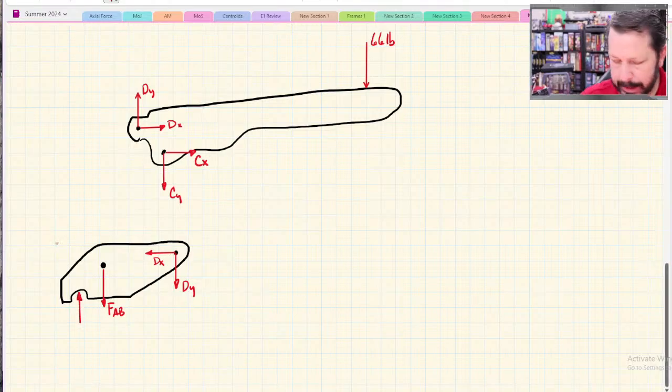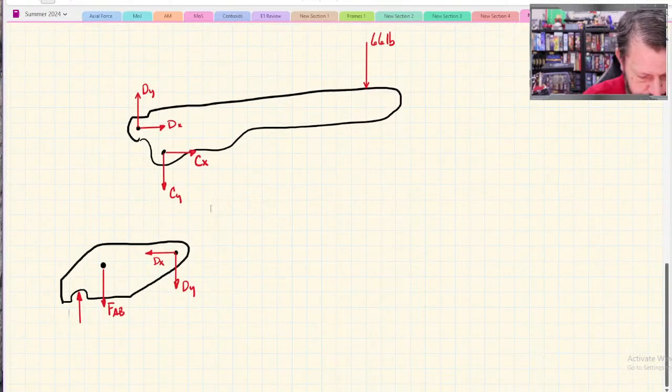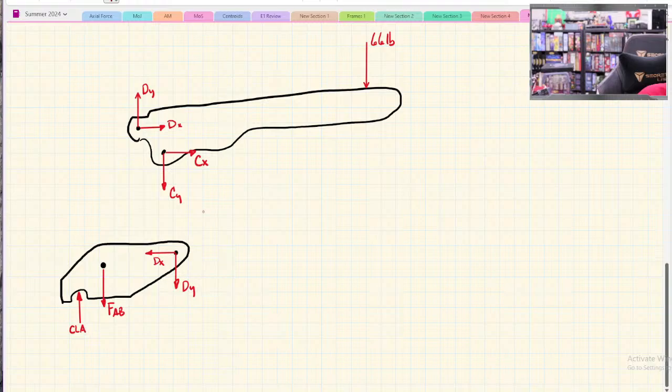And I know this. This is the thing I'm actually trying to solve for. It's the clamping force, I guess. So we'll just call it F sub C. No, because we have a point C. Let's just call it clamp. Okay. Now I see what we can do.